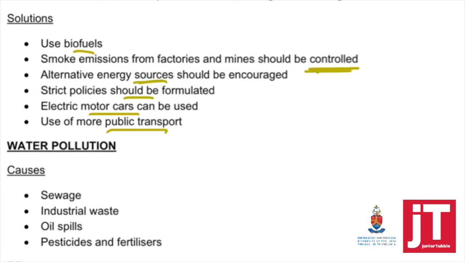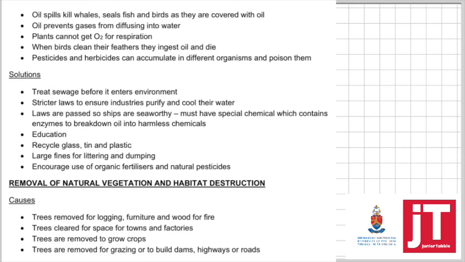Right. Water pollution. What are the causes? Sewage, industrial waste, oil spills, pesticides and fertilizers. Now, we know what the oil spills do. They kill the whales, the seals, the fish, the birds. They're covered with oil. They cover their gills. They die. Oil prevents gases from diffusing into the water, so there's less oxygen in the water. Plants cannot get oxygen for respiration, so plants will die.